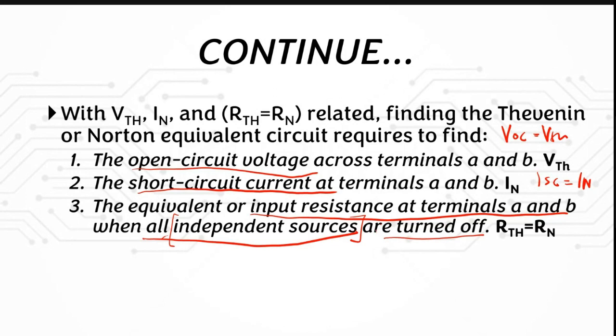When you have all independent sources in your circuit, you know that RTH is equal to RN. It is also the same if you have dependent sources, but the method to calculate the RTH is different. You cannot just simply turn off the sources and then calculate. You cannot do that if you have dependent sources.